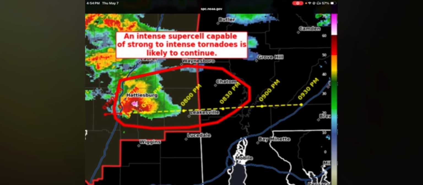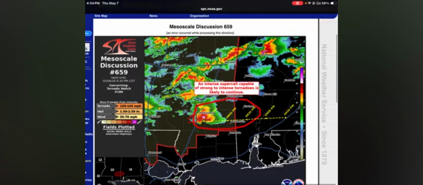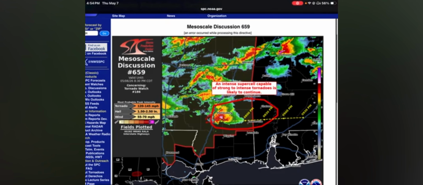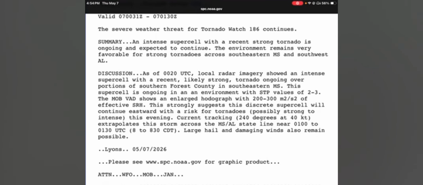So Hattiesburg, Leakesville, and Chatham were under this risk. An intense supercell with a recent strong tornado is ongoing and expected to continue. The environment remains very favorable for strong tornadoes across southeastern Mississippi and southwestern Alabama.